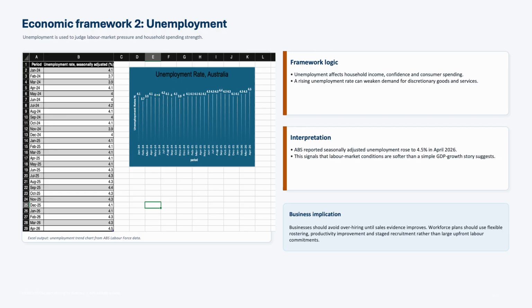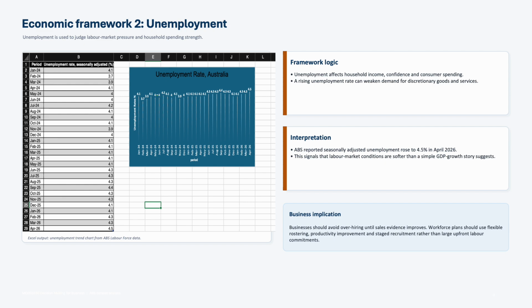The second economic framework is unemployment. Unemployment is important because it affects household income, confidence, and spending. If unemployment rises, some consumers may reduce spending, especially on non-essential goods and services. The Excel chart on the slide shows the unemployment trend from ABS labor force data. ABS reported that the seasonally adjusted unemployment rate increased to 4.5% in April 2026.